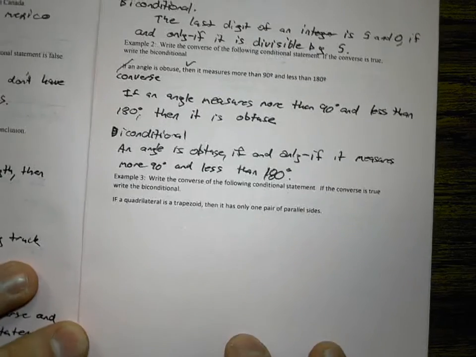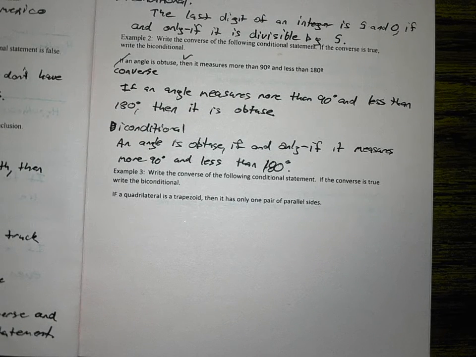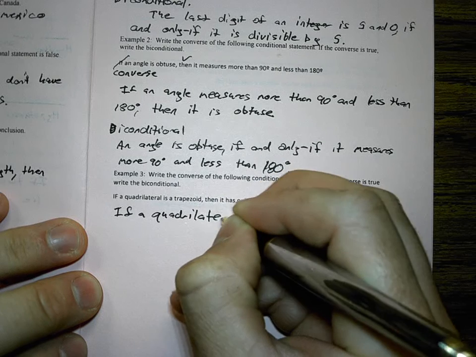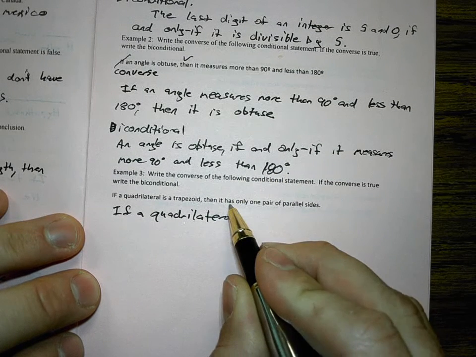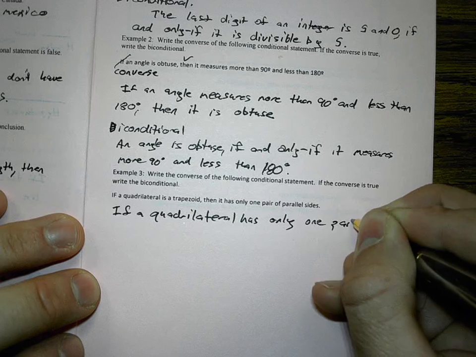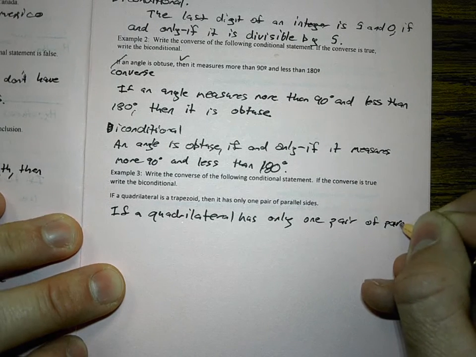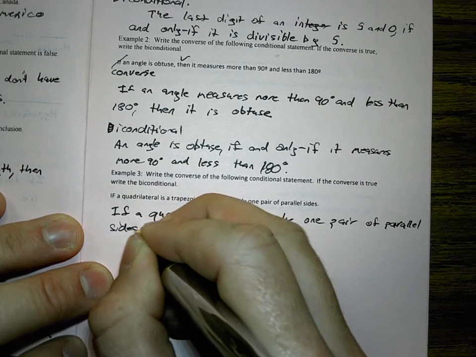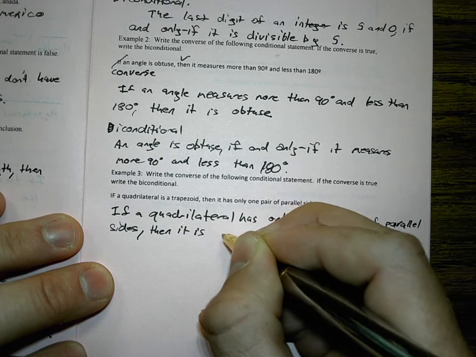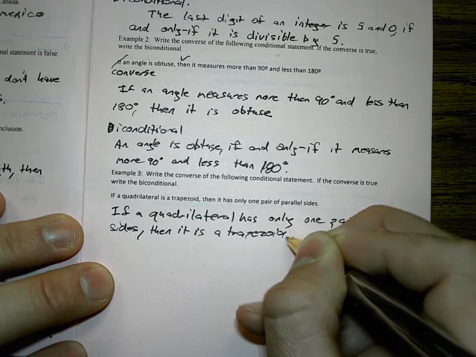Okay. Third example. If a quadrilateral is a trapezoid, then it has only one pair of parallel sides. We have to write the converse to find out if the converse is true. If a quadrilateral has only one pair of parallel sides, then it is a trapezoid.